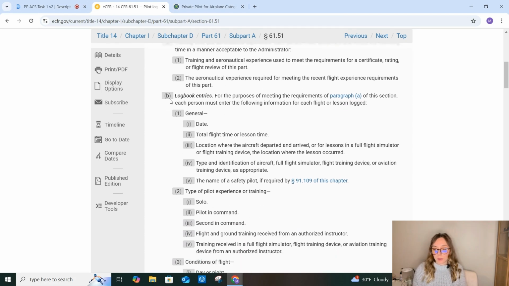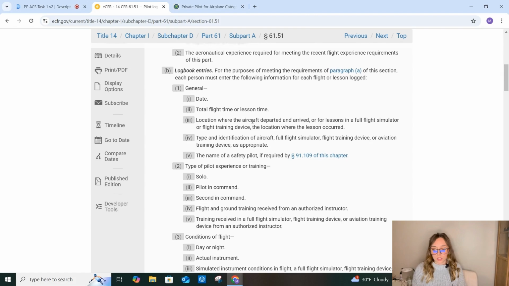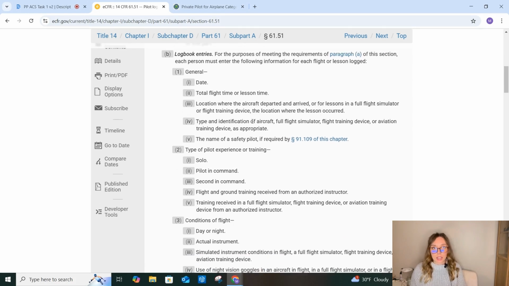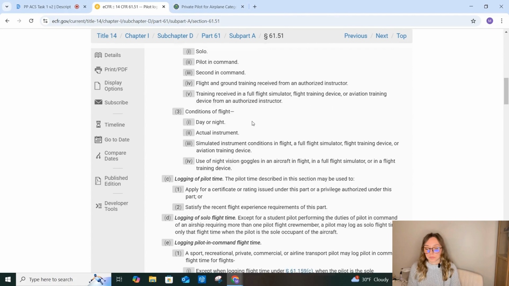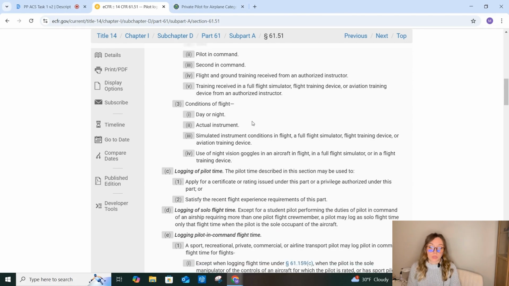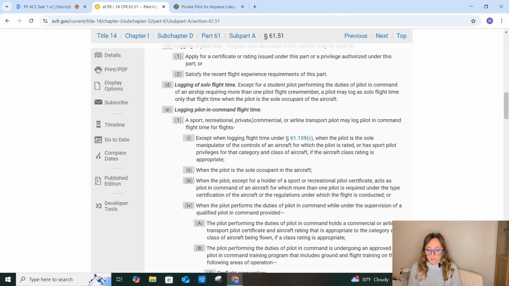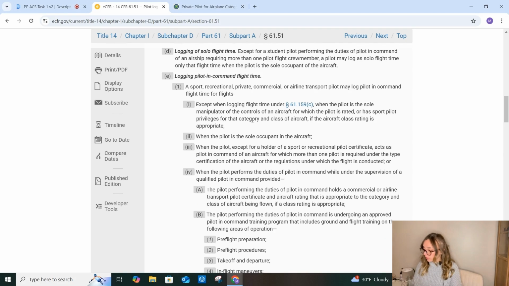This is part B, what you need to write in your logbook entries. If you have a logbook, like the ones that you buy online, or if you use ForeFlight or Garmin Pilot, it'll ask you these questions. So you need the date, the aircraft, where you departed, where you landed, the conditions of flight, and then if anyone signed off on it. So that's record keeping.